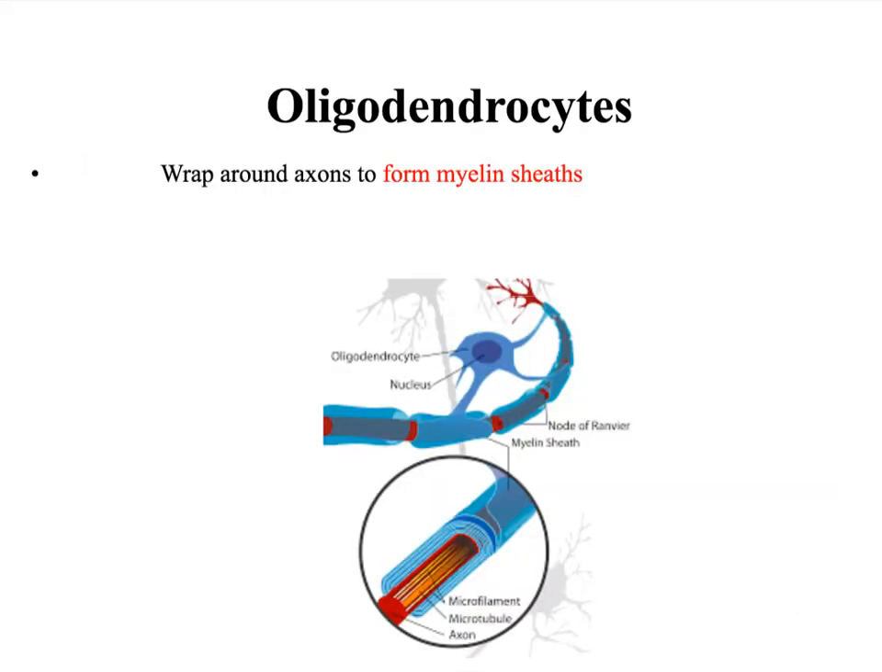In the central nervous system, the cell known as the oligodendrocyte will form the myelin sheath around the axons. Please note these are only in the central nervous system. They are called an oligodendrocyte because you have one cell that's going to provide the myelination for several different neurons in the CNS.